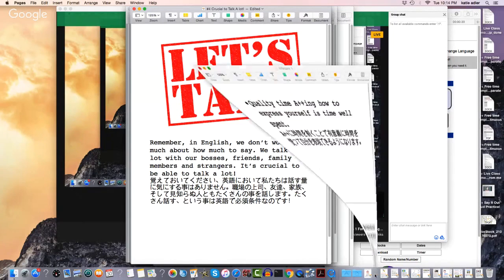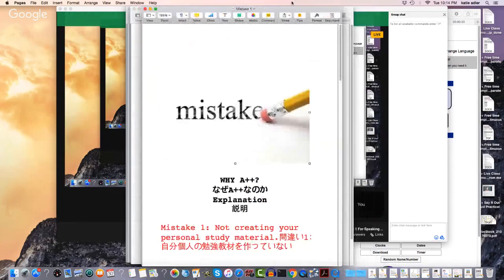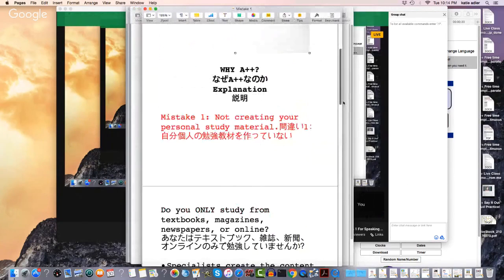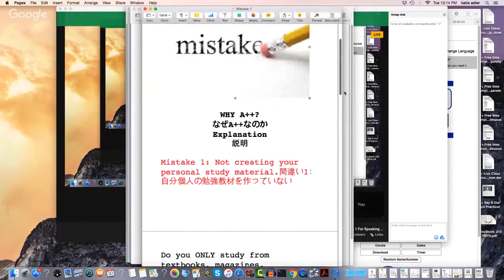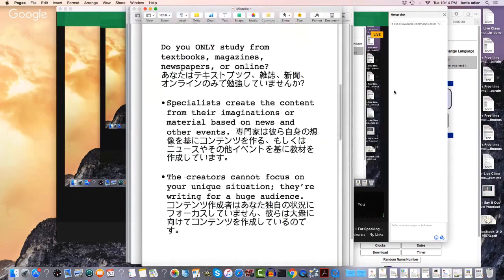So let's look at mistake number 1. Mistake number 1 is not creating your personal study material. This is mistake number 1. Do you only study from textbooks, magazines, newspapers, or online? Specialists create the content from their imagination or material based on news and other events. The creators cannot focus on your unique situation. They're writing for a huge audience.